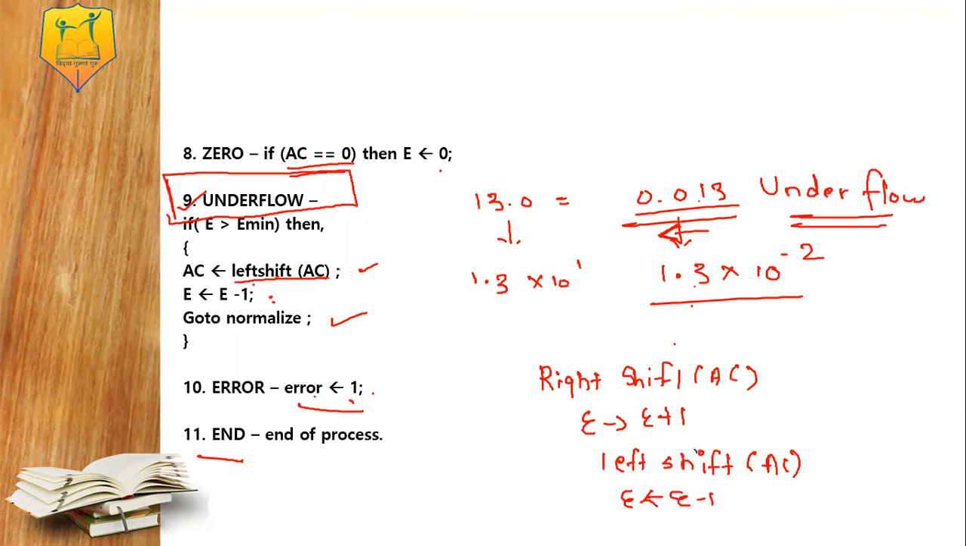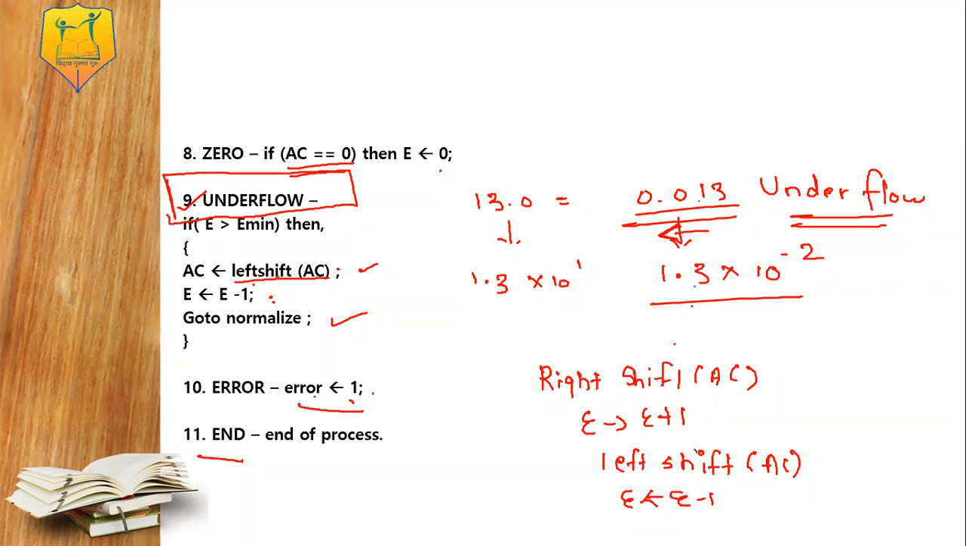Okay. Then find out the condition for zero. If your accumulator is zero, then the exponent is zero. Underflow may occur, obviously, and if it is underflow, then do the left shift. It's a star mark I'm putting over here, because underflow is the only condition where left shift happens, otherwise everywhere else it is right shift. So E becomes, I mean the exponent has to be decremented by one. Go to normalize, then the final error check. If error tends to one, then end of the process. But if error is zero, then move ahead.